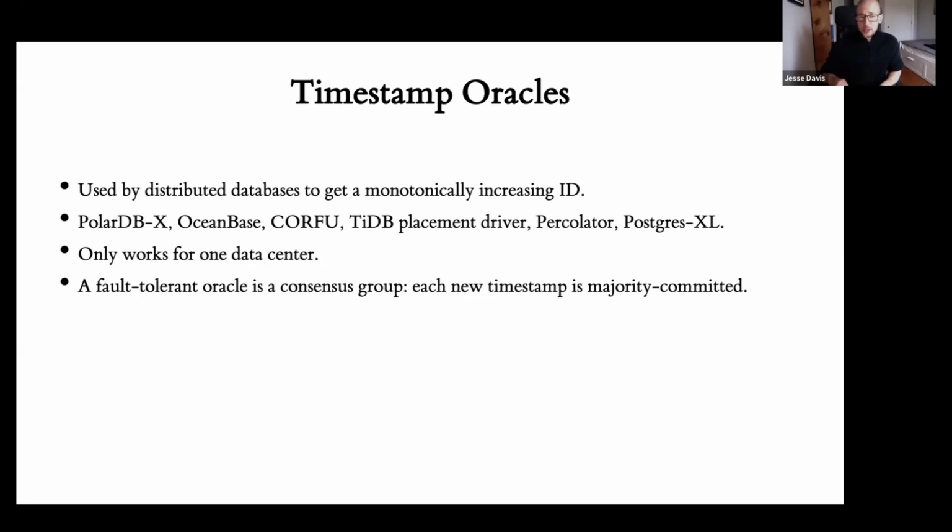For fault tolerance, the Oracle can be a consensus group. So each new timestamp is majority committed. That way, if the leader fails, the next leader will remember what was the highest timestamp given out so far so that it can give out greater timestamps. And the paper mentions that this can be optimized. The leader could majority commit a range of timestamps, and if it fails, then the next leader will start with a new range that's strictly higher than the previous one.